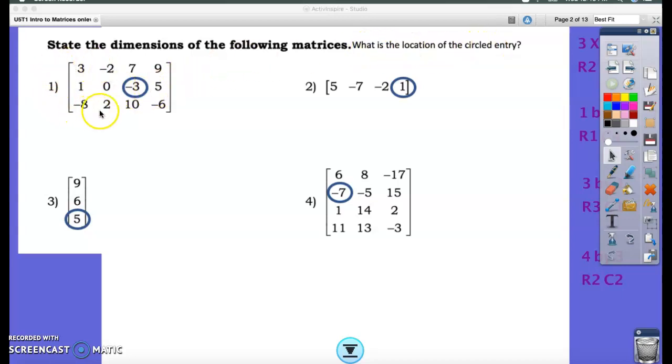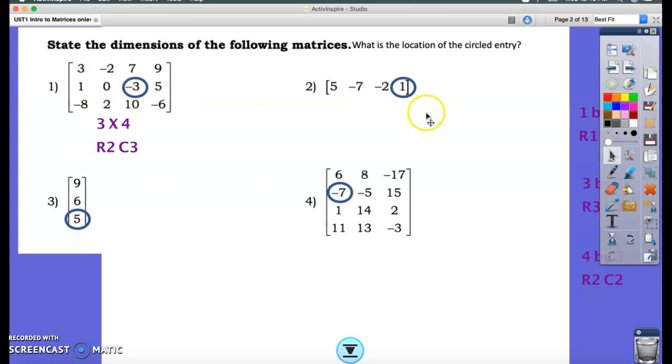For number 1 here, I have 1, 2, 3 rows. I think of rows like rowing a boat, and you would row it this way, not up and down, if you will. And then I have columns, like Roman columns, 1, 2, 3, 4. So this is a 3 by 4, and -3 is in the second row, and the 1, 2, third column.